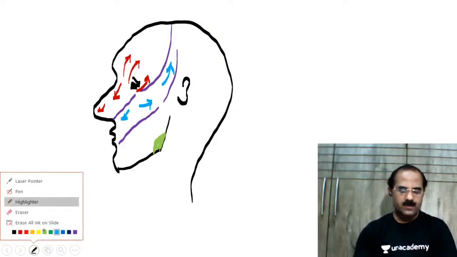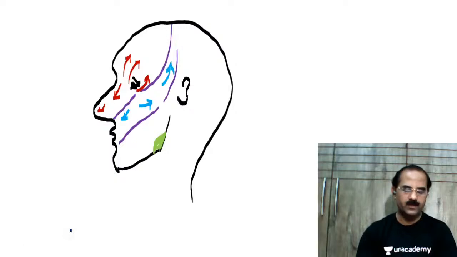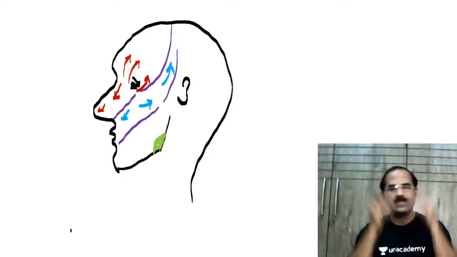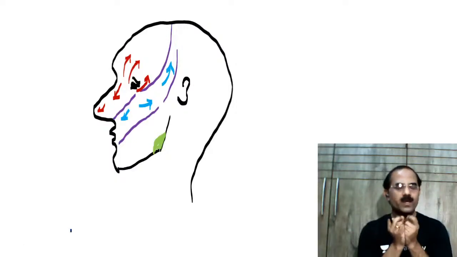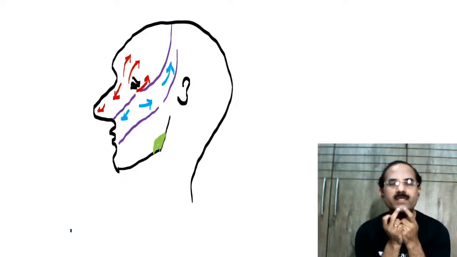Now coming to the last nerve, the mandibular division of the trigeminal nerve. What are the branches of the mandibular division? This is very important. This you have to know. Tell me, what is this foramen here, right in front of the chin?